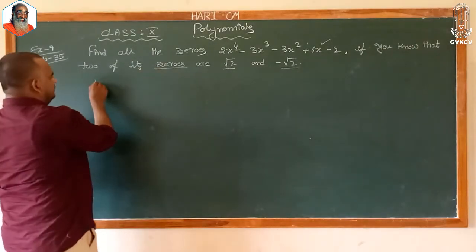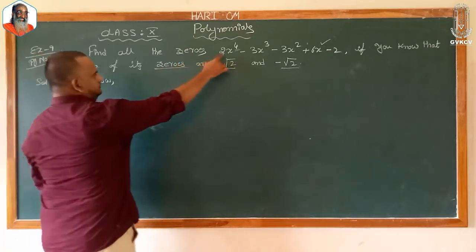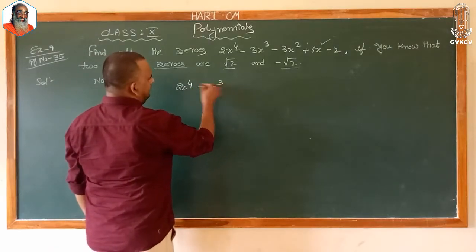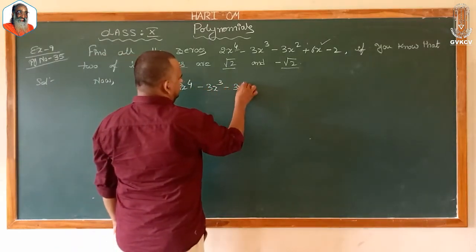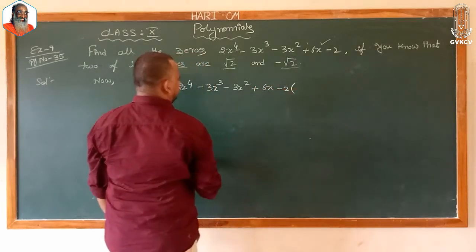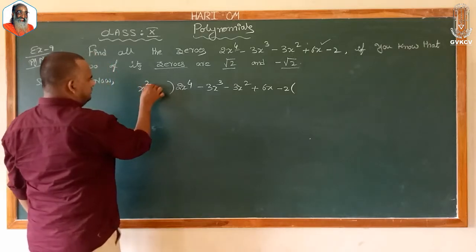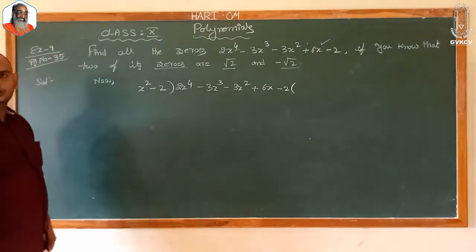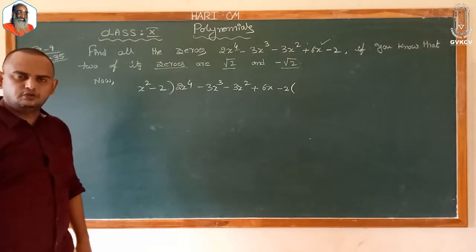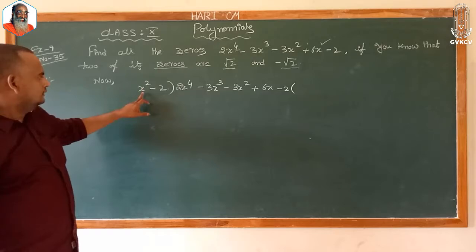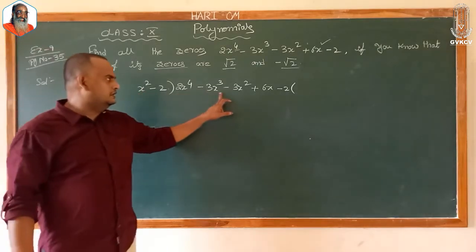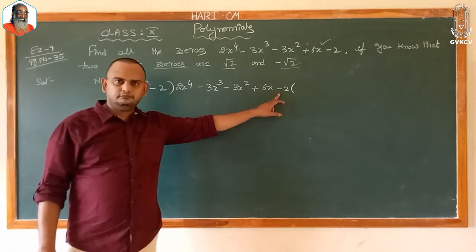Now what I am doing now, 2x power 4 minus 3x cube minus 3x square plus 6x minus 2. This I am going to divide with x square minus 2. I am going to divide with what? X square minus 2. Now you can observe here, it is a complete polynomial.